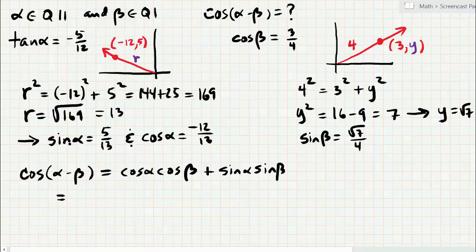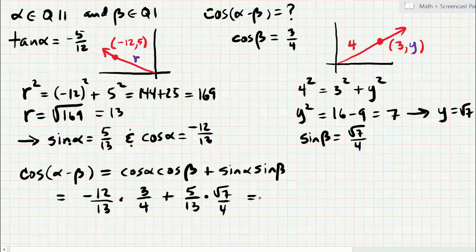Now it's a plug and chug type of thing. Cosine of alpha, we found that to be negative 12 over 13 times cosine of beta, that was given to be 3/4, plus sine of alpha, we found that to be 5 over 13, and then sine of beta, we calculated that to be root 7 divided by 4.